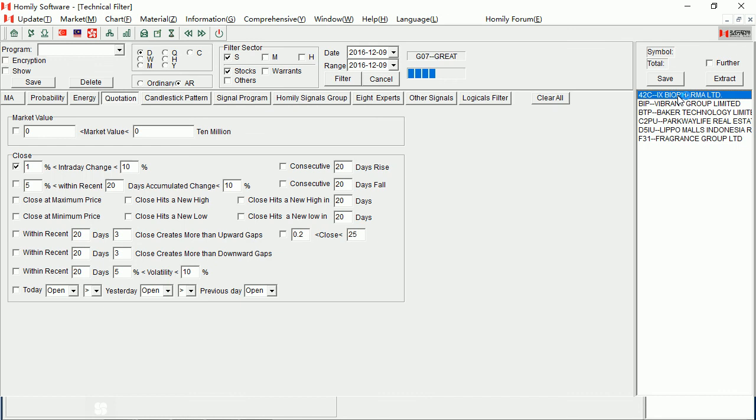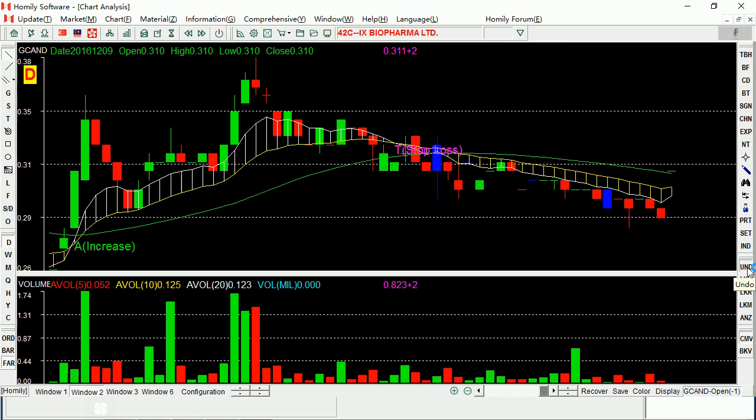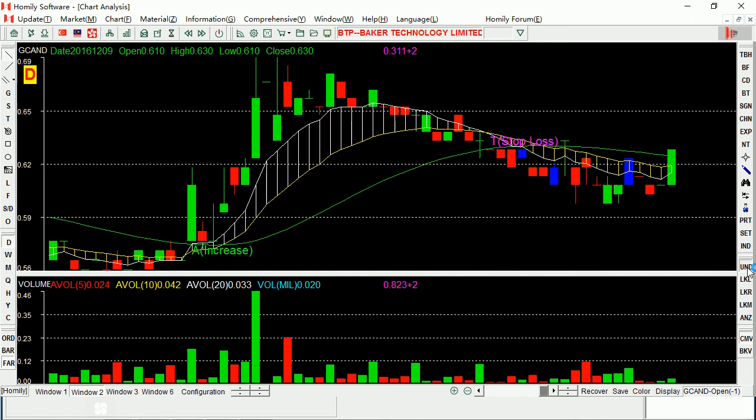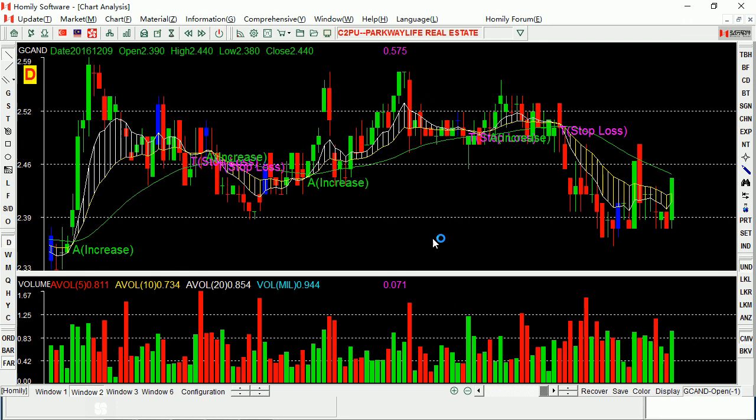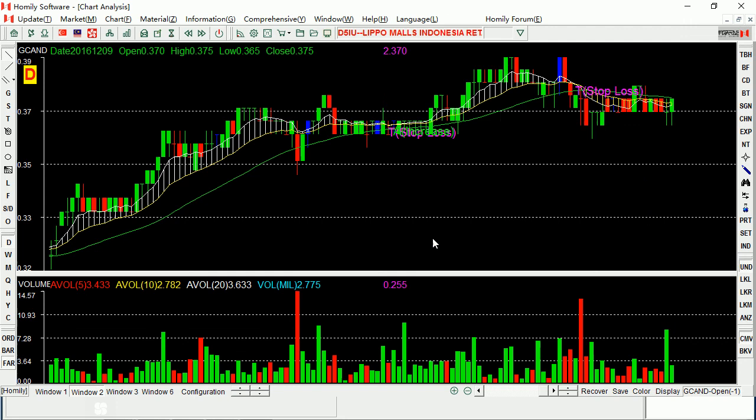This one, can buy or not? No, because no volume, right? This one also cannot. This one may be better than the others, right? You can see here, then here, buy point, here, another buy point. And we can see next one, here. This one, volume decrease, right? So this one.